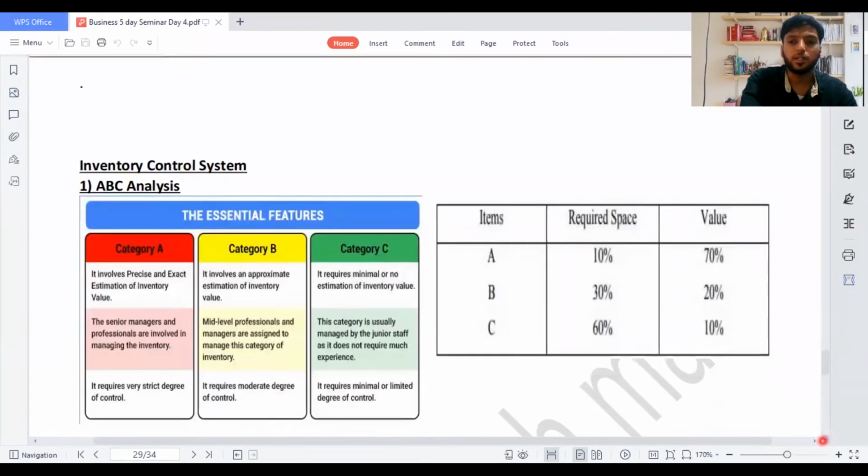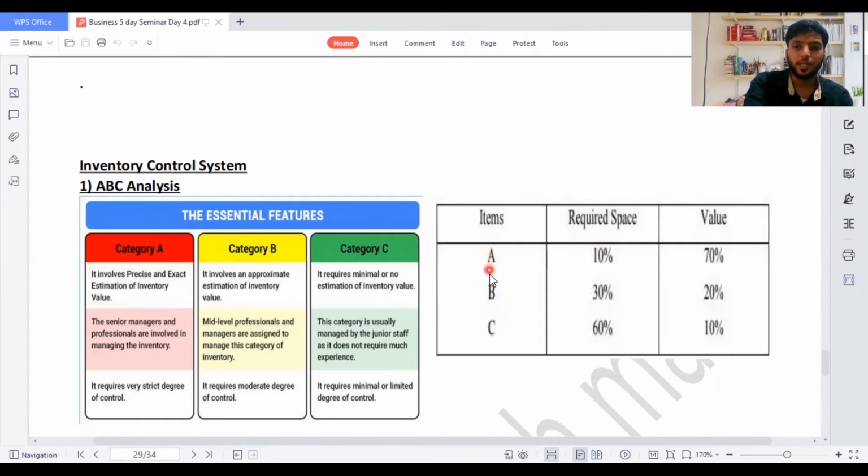Then we move on to the inventory control system. So what is an inventory control system? When you control the inventory in a company, there's a way of controlling the inventories. So I'm going to teach you these systems one by one. I want you guys to focus on this area very carefully. The first system I'm going to speak about is ABC analysis. Now you might see the example here. Let me teach you the example and then go to the theory.